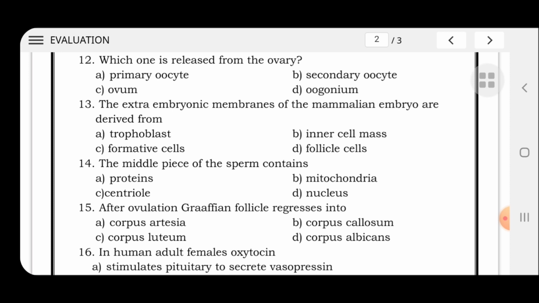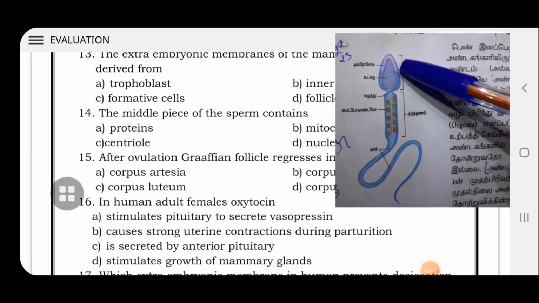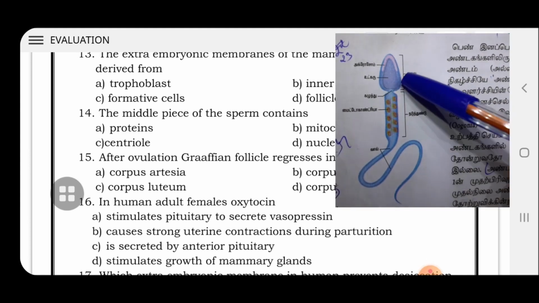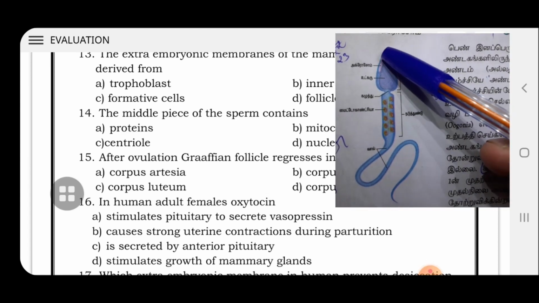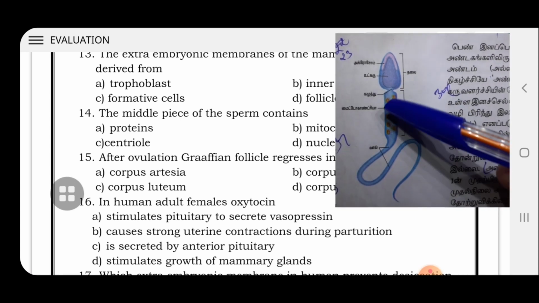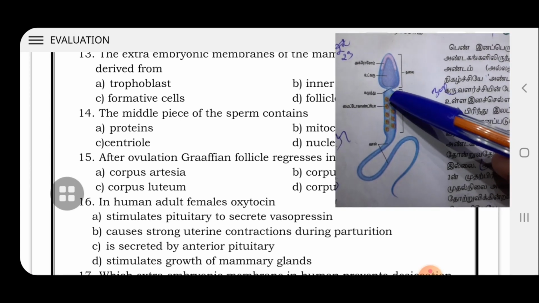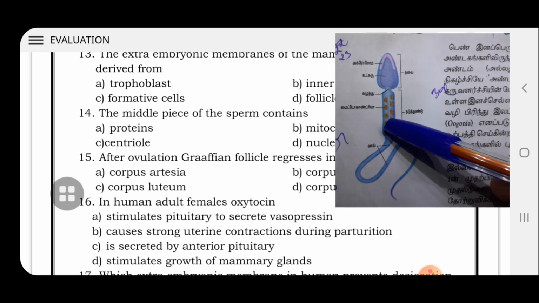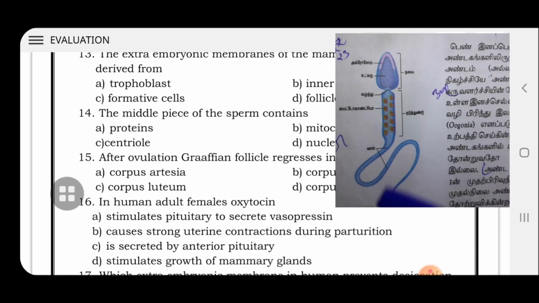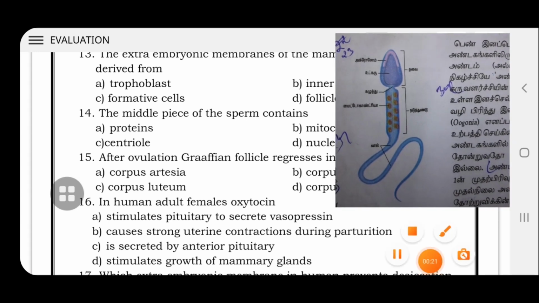The middle piece of the sperm contains... Generally, a sperm consists of three regions: head, middle piece, and tail. The head region mainly contains a nucleus and also the acrosome, and the middle piece mainly contains mitochondria, which bring ATP to the spermatozoa, and then the final part is the tail. So here the answer is mitochondria.